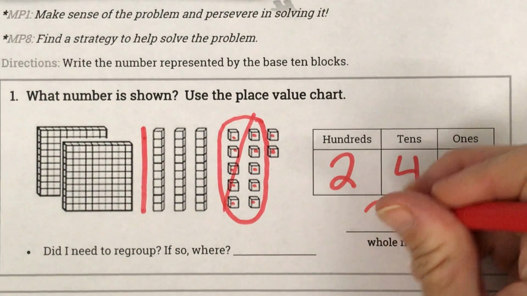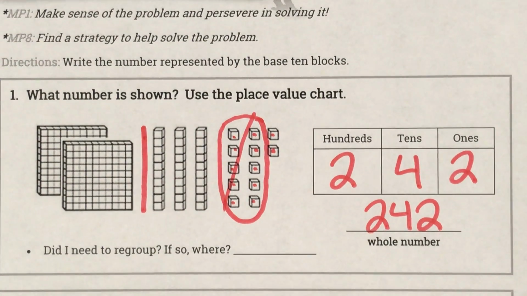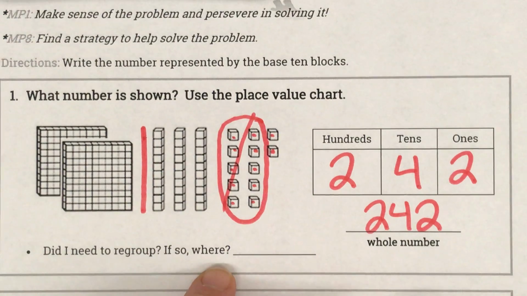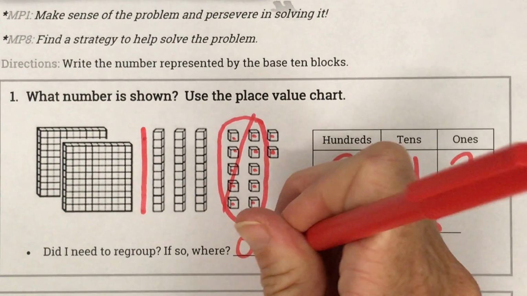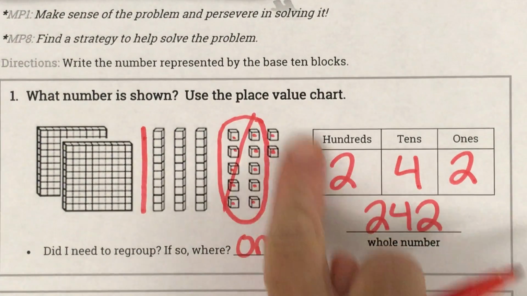So my answer, my whole number, is 242. Okay, and it says, did I need to regroup? If so, where? Yes, I did. I regrouped in my ones because I had too many of them. So yes, I regrouped in the ones.